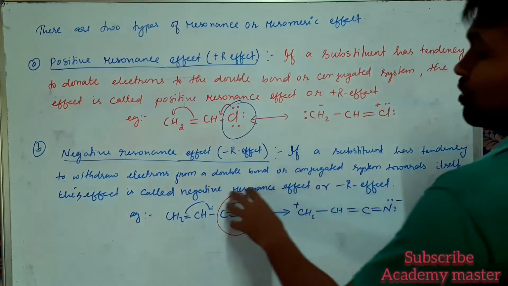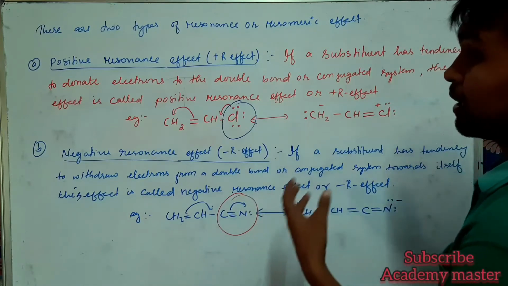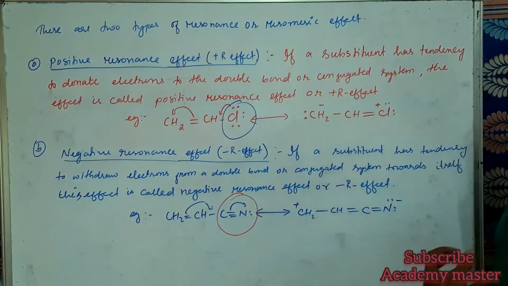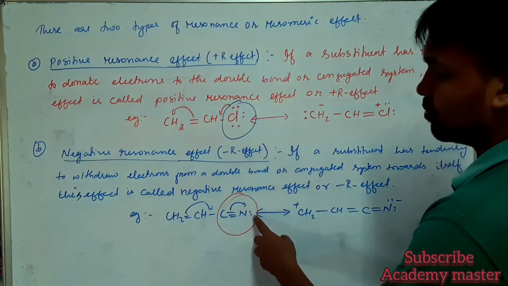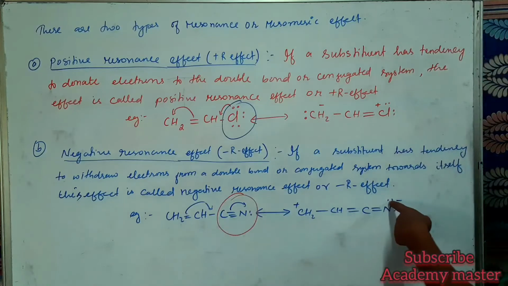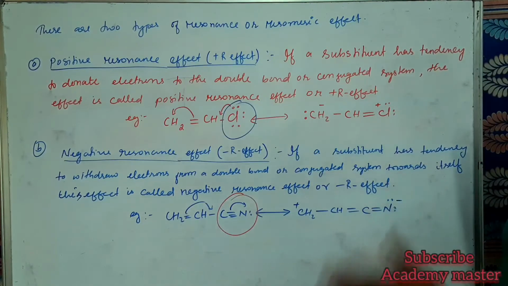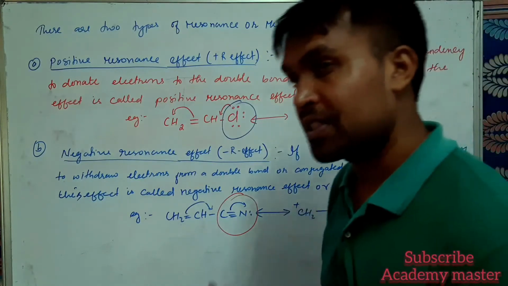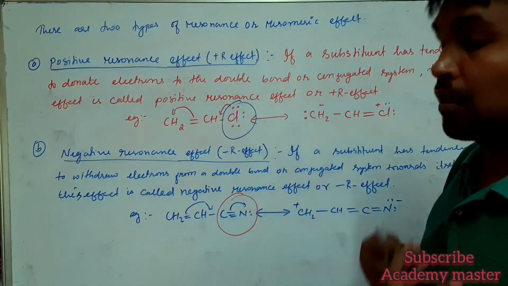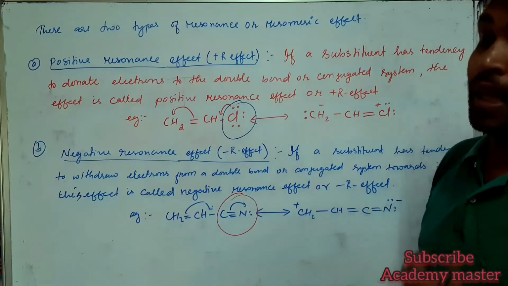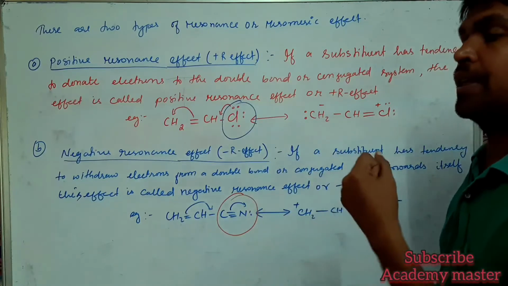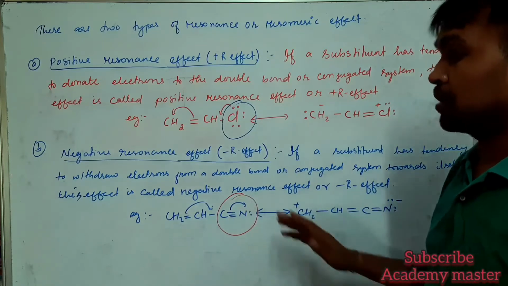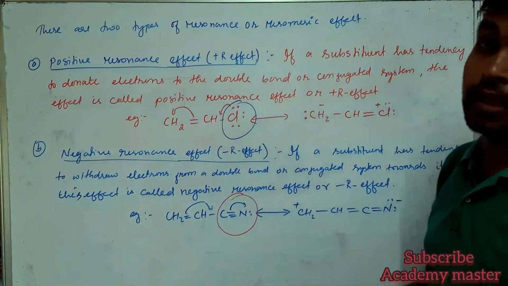So CN is called an electron withdrawing group. Since CN is gaining two electrons, earlier it had only two electrons, again two it has gained, so two to four electrons and a negative charge. Always remember, the atom which gains the electrons always gets a negative charge, and the atoms which give away the electrons gain a positive charge. So this phenomenon, or these reactions, we call the minus R effect.